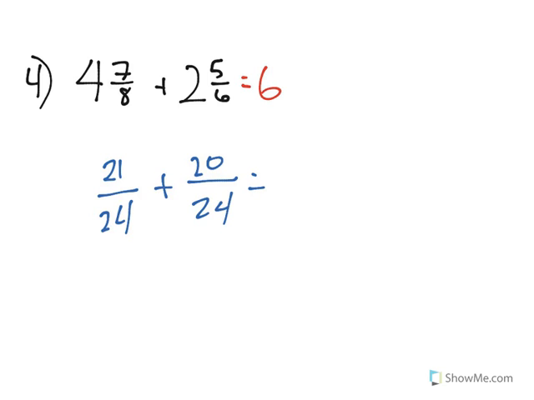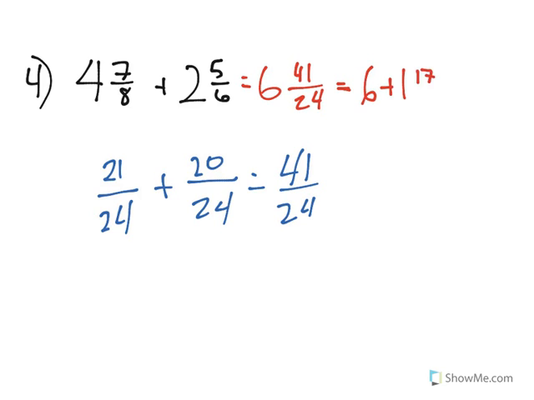This leaves us with 41 over 24. And again, this is an improper fraction, so we need to take out 24 over 24 from it. Okay, so when we take out 24 over 24, we have 6 plus 1 and 17/24. And we can simplify this by just saying 7 and 17/24.